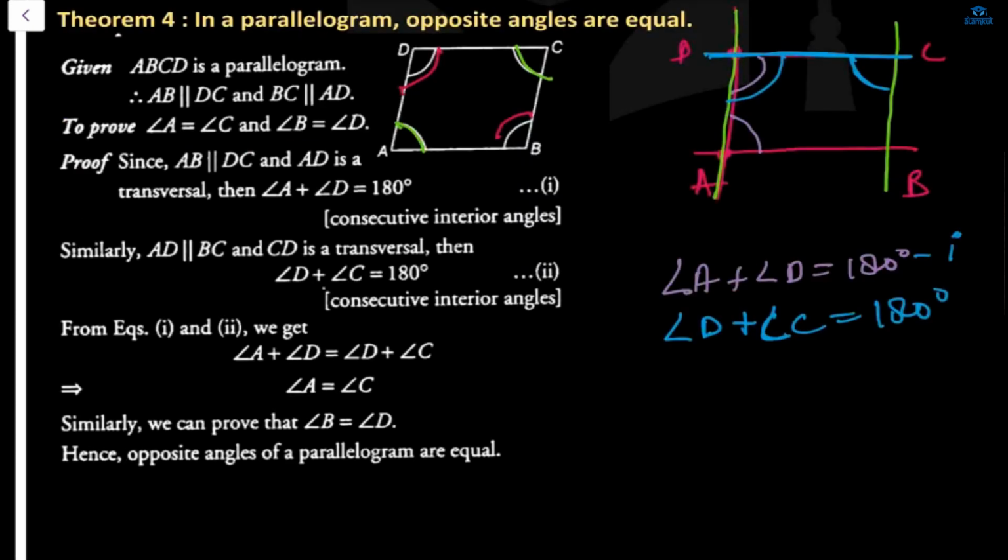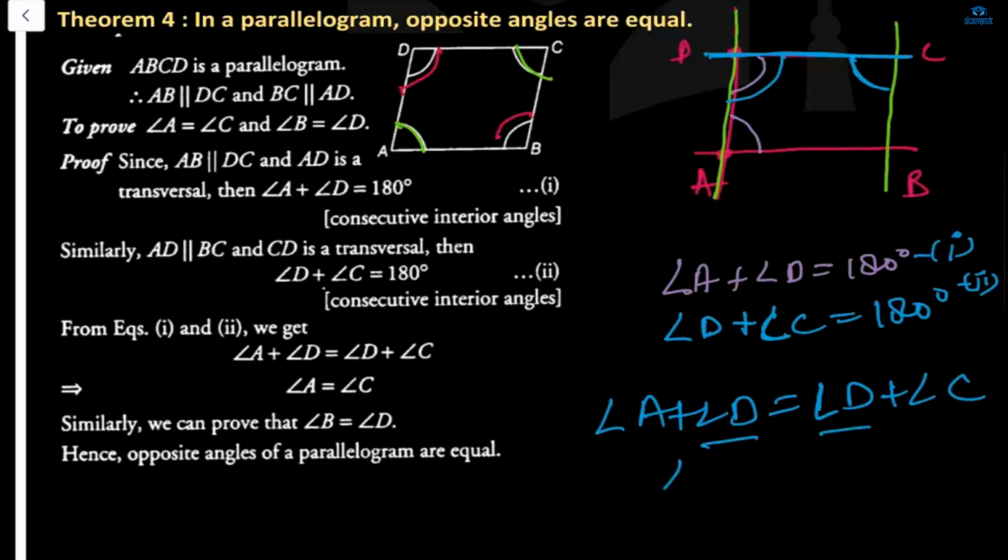This is that 2, and after adding both the equations, what you will get is 180 on both sides. So you can say angle A plus angle D is equal to 180 degrees, and from the first and second we get both equal to 180 degrees, the same quantity, so we can equate them. Angle D is common on both sides. So what we got: angle A is equal to angle C. Yes or no?